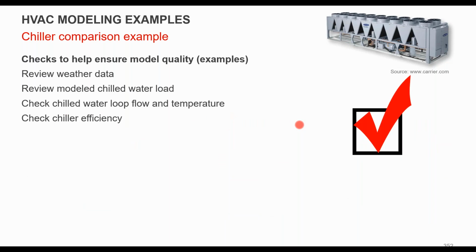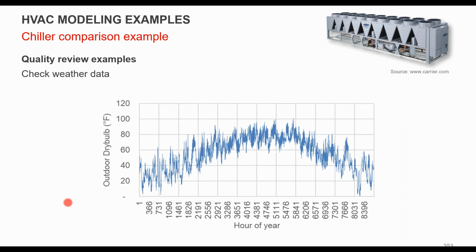So what are you going to do now to ensure that you've modeled this accurately and that you have a good comparison between the two chiller options? Some things to do here are look at your weather data, look at chilled water loop loads, look at flows and temperatures, and check efficiencies. We're looking at chillers, so we're going to focus on the things that are being impacted by the chiller change. So first is weather.